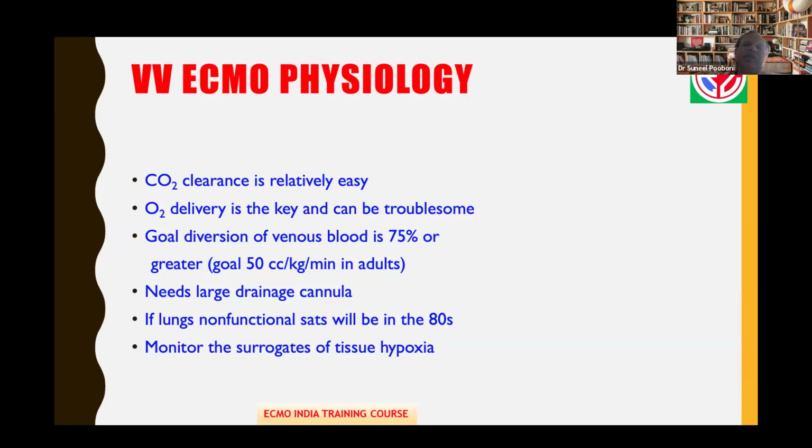Gas diversion for the venous blood is 75% or greater. It needs a large drainage cannula, and if the lungs are non-functional, saturations will be in the 80s. So we have to mind that. Monitor the surrogates of tissue hypoxia.